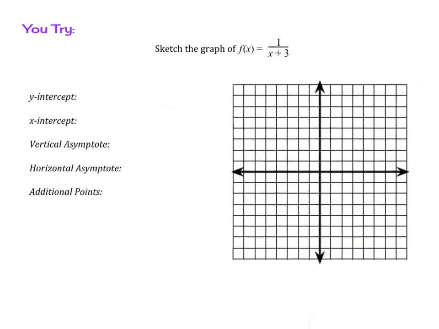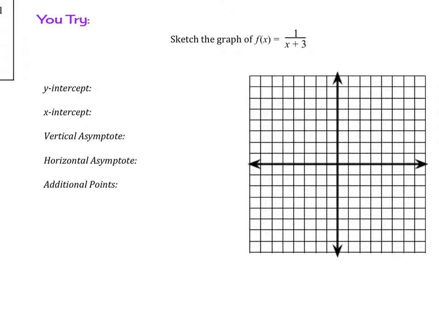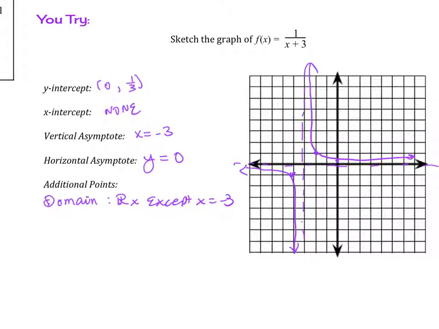So try out this example here. Sketch the graph of f of x equals 1 over x plus 3. Pause the video, and when you come back, I'll have the answer for you. After we tried this out, we know that our y-intercept is at (0, 1/3), since I made x equal 0. For the x-intercept, I have no zeros in my numerator, so none. My vertical asymptote is at x equals negative 3, where it is undefined. The horizontal asymptote, because the degree is larger in the denominator than the numerator, is y equals 0. Then my domain is all real numbers x, except x cannot be negative 3.